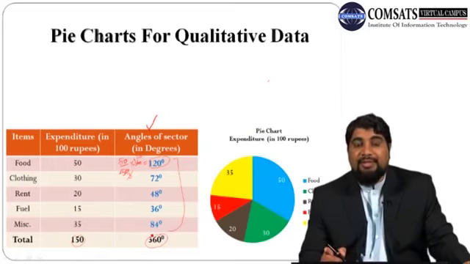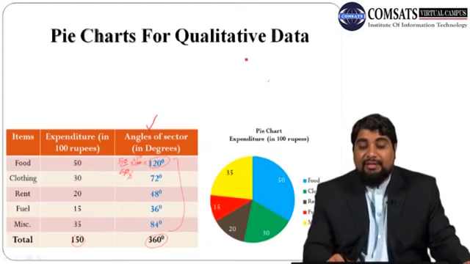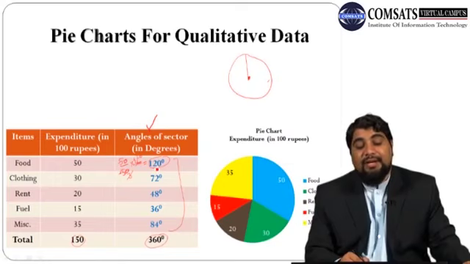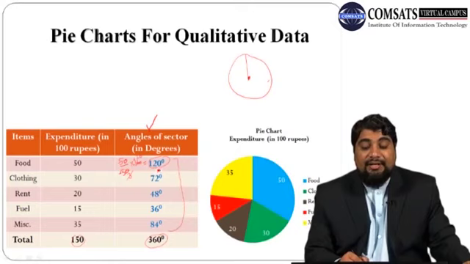So once you have calculated the angle of each sector, next draw a circle. So let's say here is a circle, and here is the 90 degree line. Now the first sector, the first category, food, has an angle of 120 degrees. So just put the protractor here.